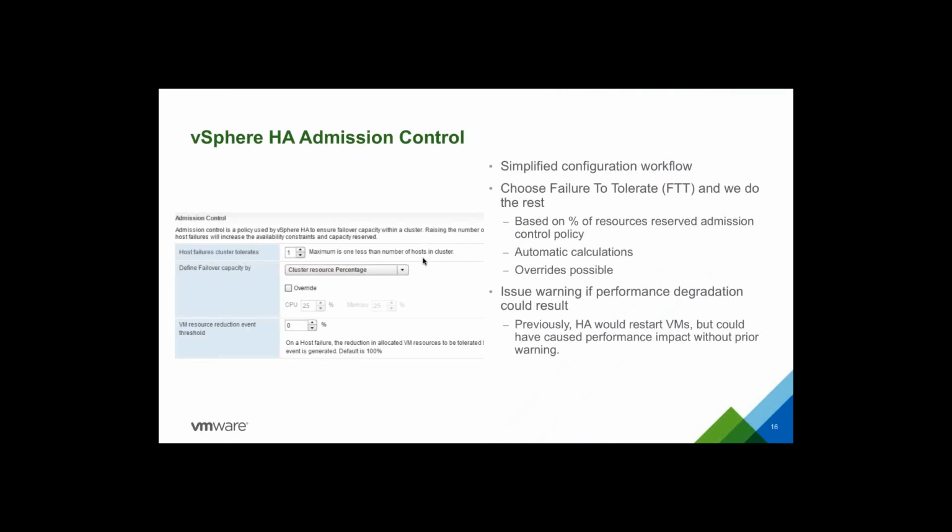But we're going to get the best of both worlds here, and we're going to require that you define a number of hosts that a cluster tolerates. By defining that number, if you wanted n+1 or n+2 or so on, you change your policy to percentage of resources reserved, and then in the background, we calculate the number for you. So you no longer have to figure out what n+1 or n+2 is based on a percentage.